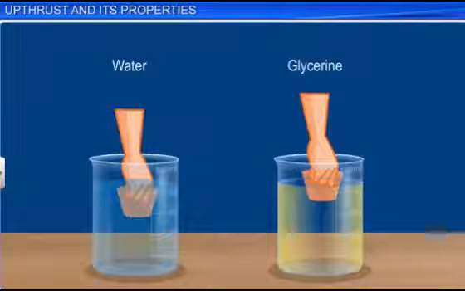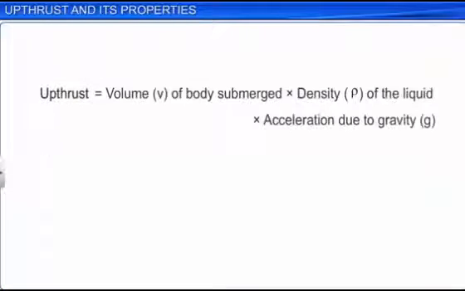The upthrust due to a liquid on a body depends on the volume of the body and the density of the liquid. The upthrust is equal to the product of the volume V of the body submerged in the liquid, the density ρ of the liquid, and the acceleration due to gravity g. Thus, FB is equal to V ρL g.